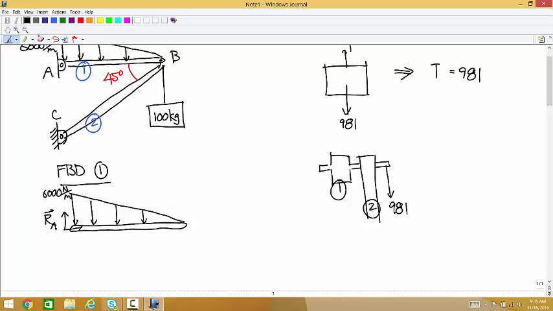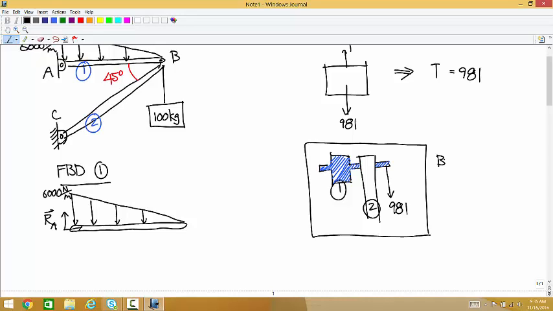So all of this is one thing. All of the blue shaded region is member 1. And so this is a side view of joint B. And so acting on member 1 at joint B, there's a contact force with member 2, so that's F12, and then there's a downward force of 981.